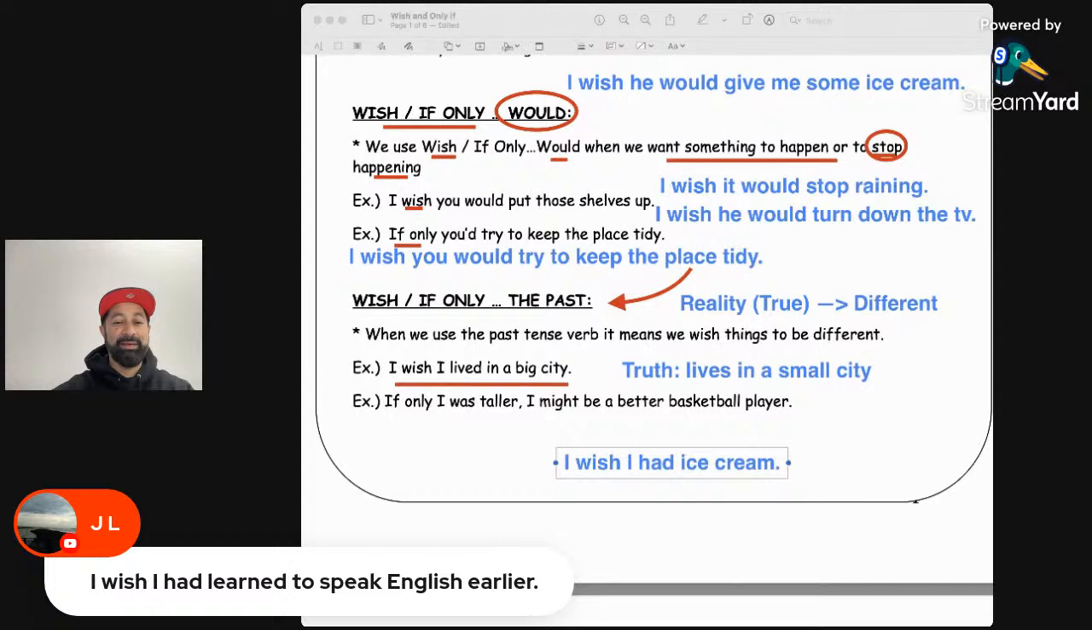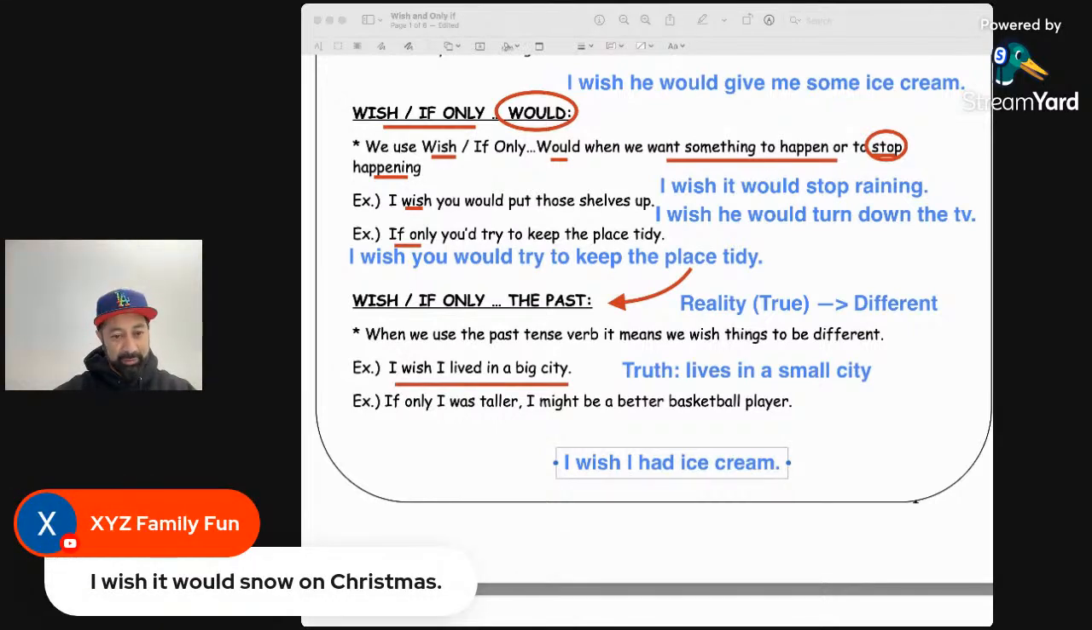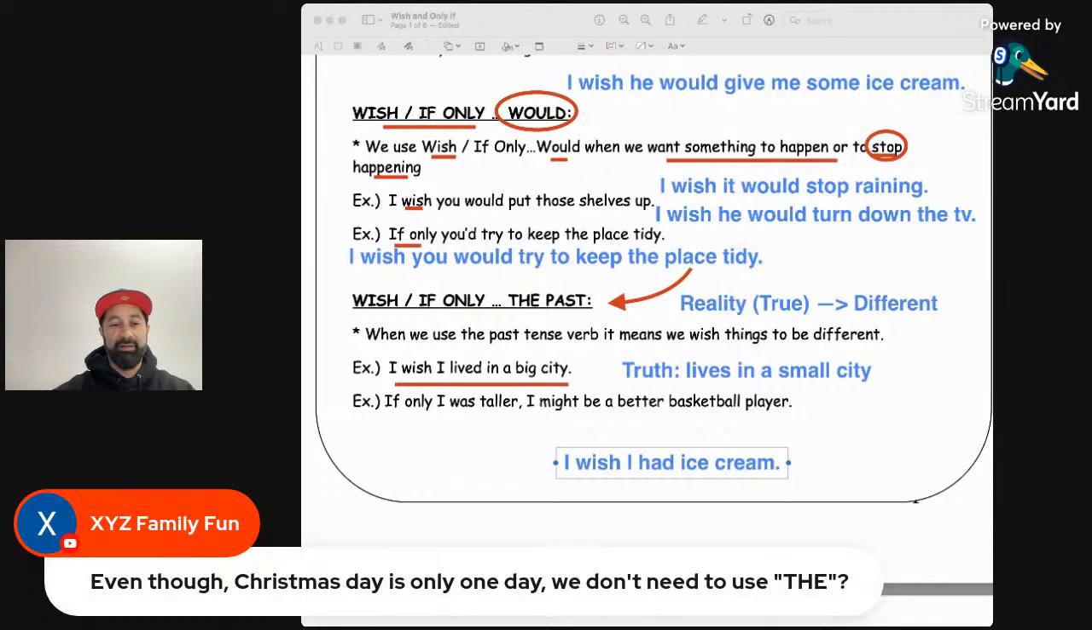I wish I had learned to speak English earlier. Jill, this is great. Here you're using past perfect, and that's going to be our third way to use wish. So we will get there, but that's a perfect sentence. Great job, JL. XYZ, I wish it would snow on Christmas. Perfect. So even though Christmas Day is only one day, we don't use the. Yes, because Christmas is a name. We never use the with a name. Okay, so whenever you have a name, we never use the.